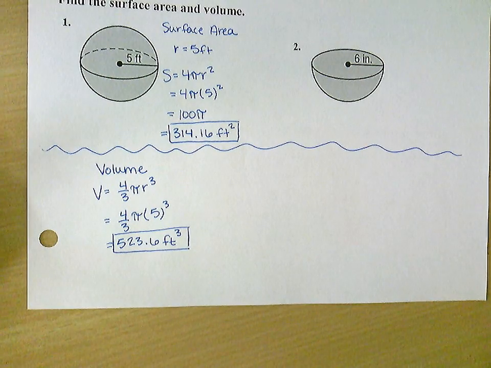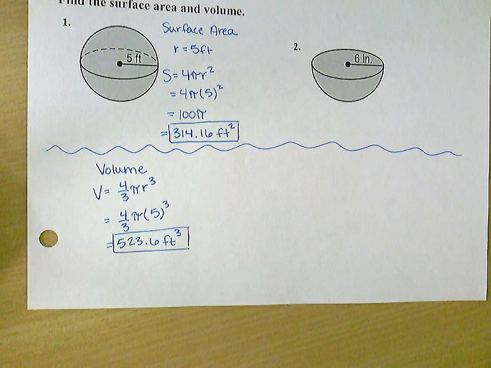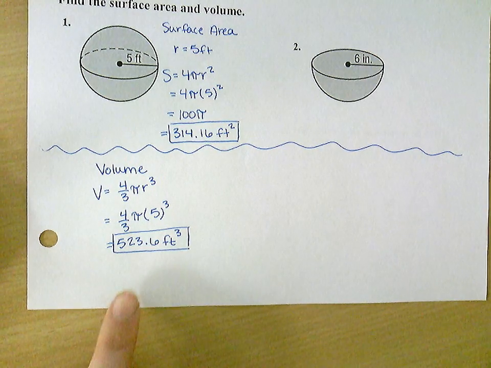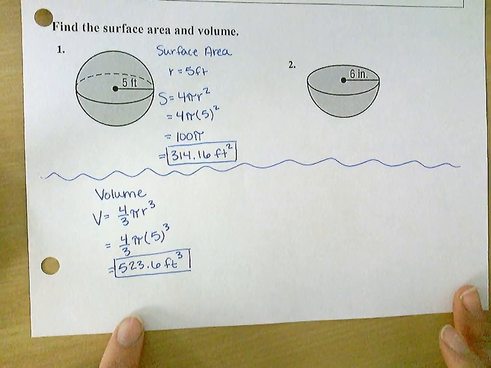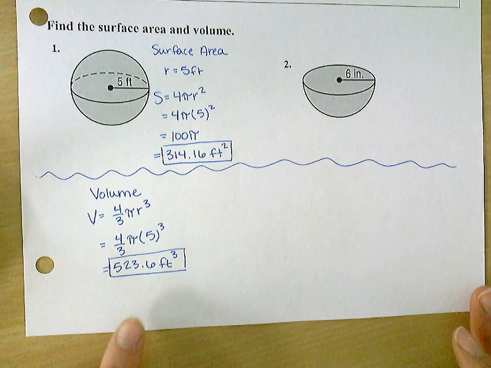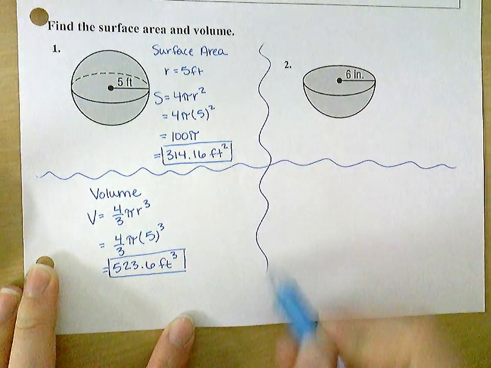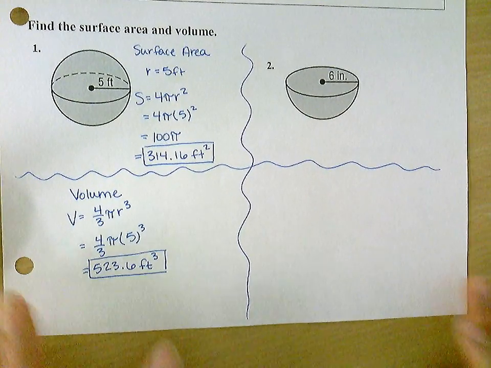Okay, so 523.6 feet cubed. Questions on our first example? Radius. I'm good. Guess you divide that by 2. All right, so then we're going to look at number 2.